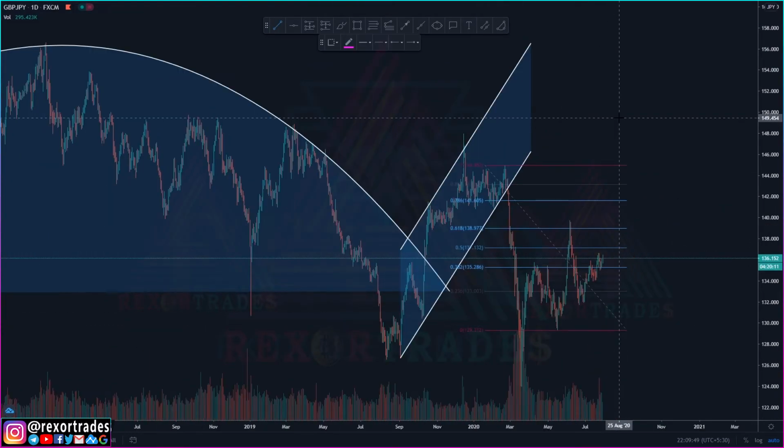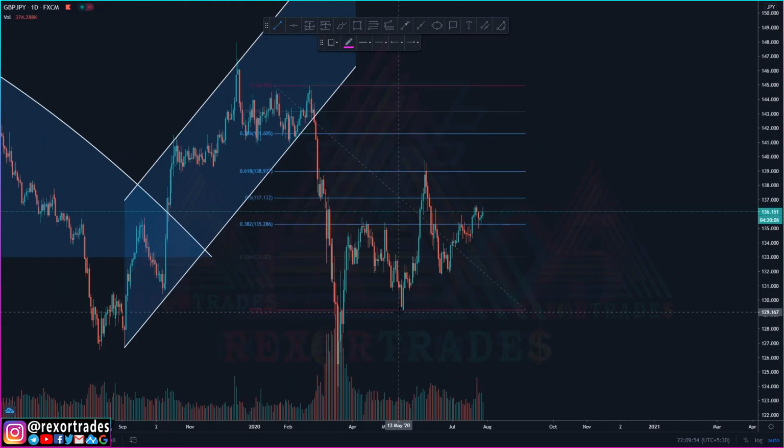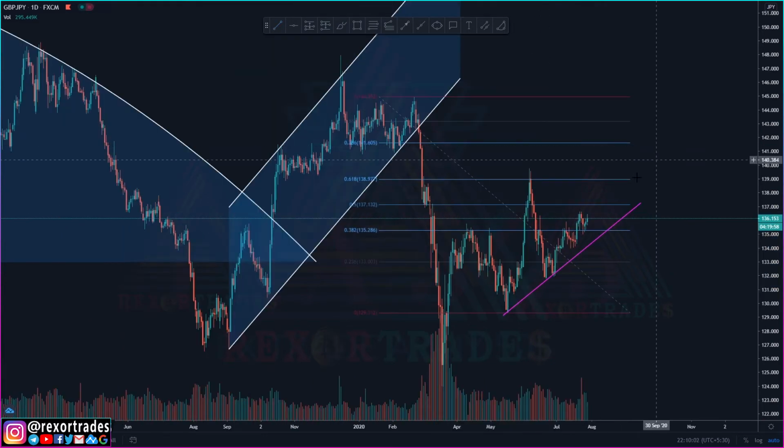Now to add more confirmations to our trade, we're going to add a trend line on a lower time frame from this point to this point. The main reason to draw this trend line is to enter the trade when the price breaks below this trend line. That's going to add further confirmation on our trade that price is heading for a downtrend move.